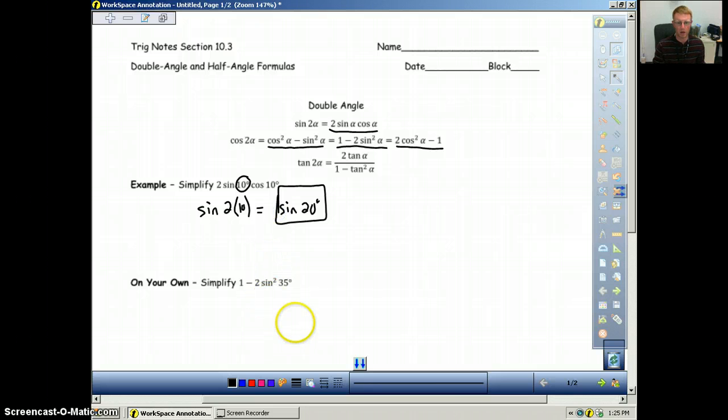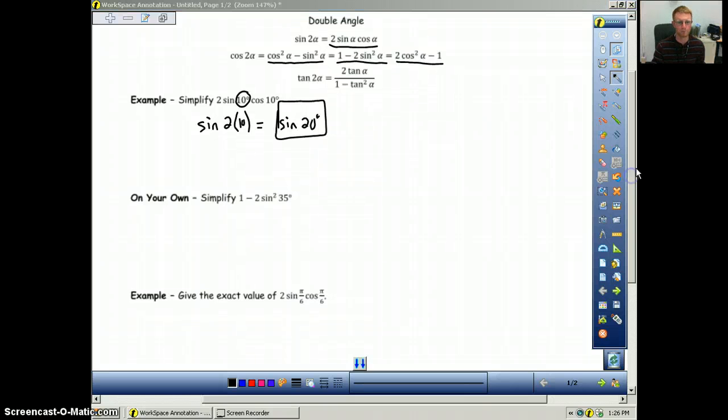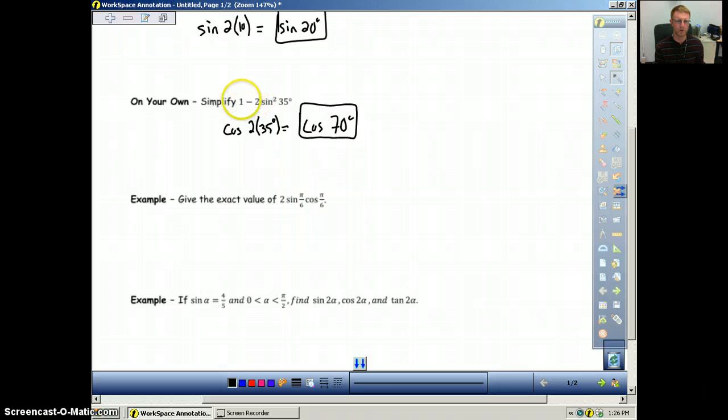Okay, so very similarly, I want you to look at the one below this. I want you to try this one on your own. So go ahead and do that. In this one, you should have recognized that this is the cosine double angle formula. So here our angle, or our alpha, is 35 degrees. So we do 2 times 35 degrees for the double angle, which gives us cosine of 70 degrees.